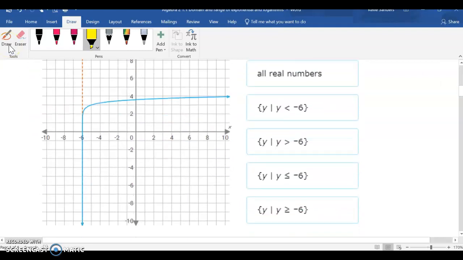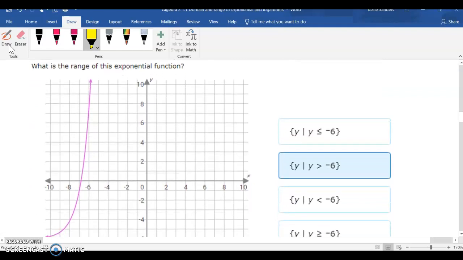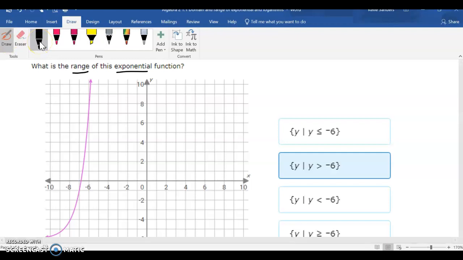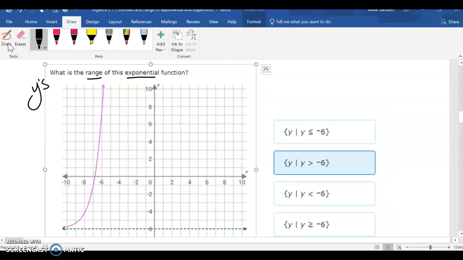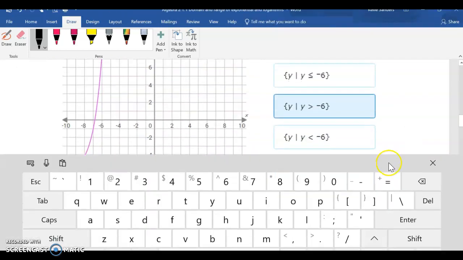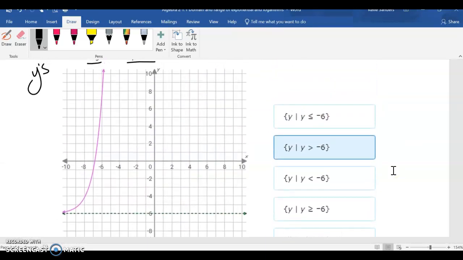Okay, I'm going to skip this one and find this one. So range of exponentials. For the range, we're talking about the y's. Now, if it is an exponential, there will be some kind of range. And what that does, it's going up and down, right? So this one, okay, it's going up, up, up. It's never going to stop going up.